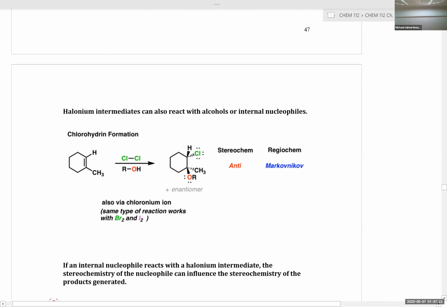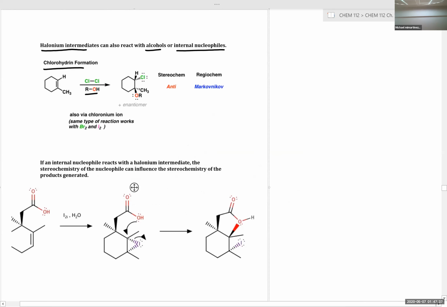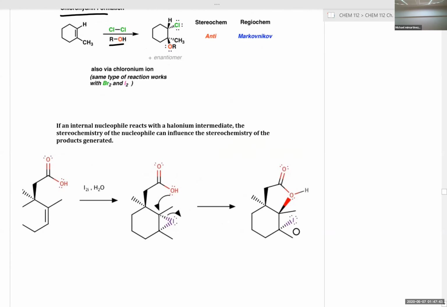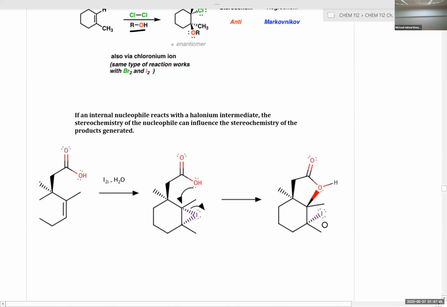So we can also react our halonium intermediates with alcohols or internal nucleophiles. So if we use an alcohol, we would also observe a chlorohydrin generated. Now, one thing that's really cool, and this is commonly applied even in modern total synthesis, is that if an internal nucleophile reacts with a halonium intermediate, the stereochemistry of the nucleophile can influence the stereochemistry of the products.